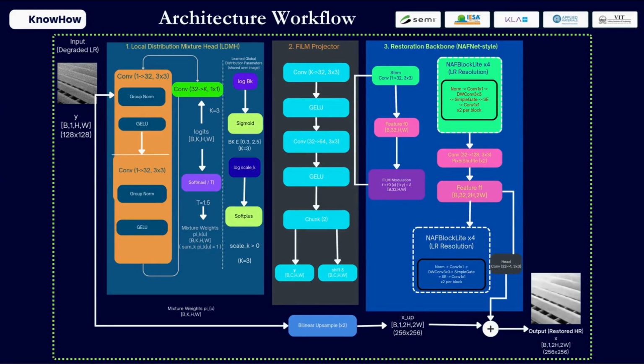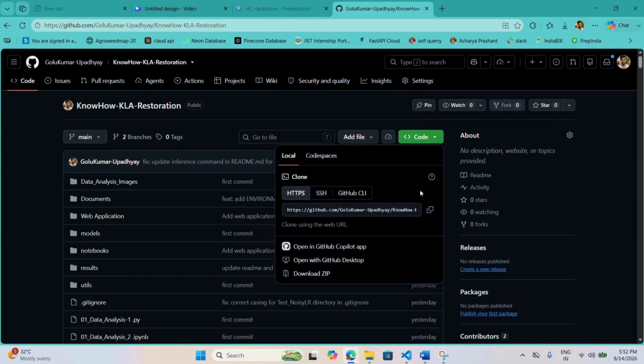This led to our final model, the Distribution Mixture Restoration Net. The first component is the local distribution mixture head, or LDMH. Instead of assuming one fixed degradation distribution, it predicts a soft mixture over 3 learned generalized Gaussian prototypes. These degradation cues are then used through FiLM conditioning to adapt the restoration features, and the actual reconstruction is performed by a compact NAFNet-style backbone, followed by PixelShuffle upsampling from 128 by 128 to 256 by 256. So, the model does not only ask what should this image look like, it also learns what kind of degradation is present.